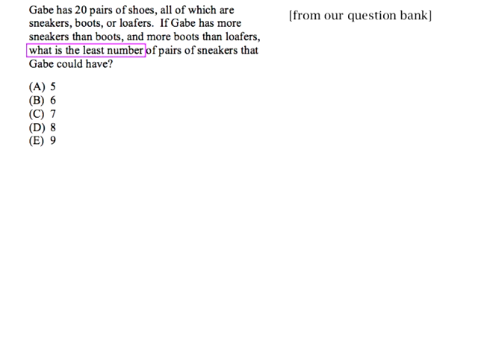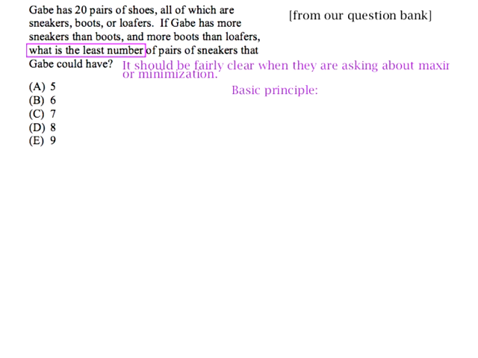But in general, it should be pretty clear when they are asking about maximization or minimization. So that's a good thing. Unlike certain other things on this test, you don't have to dig for it. So does anybody know, when you are trying to maximize or minimize one quantity, what's really the secret behind that? If you're trying to maximize one quantity, what are you really trying to do with stuff in general?